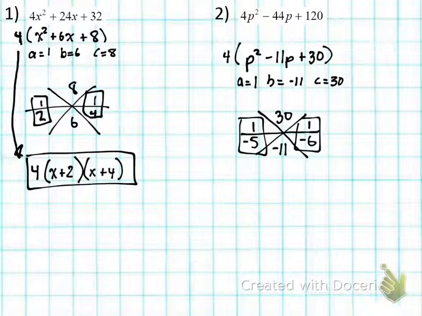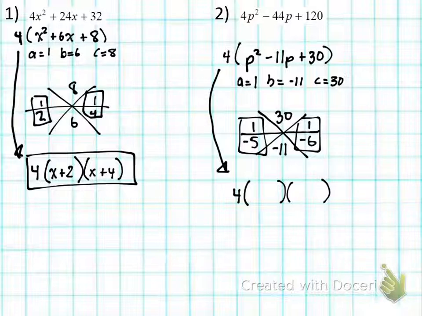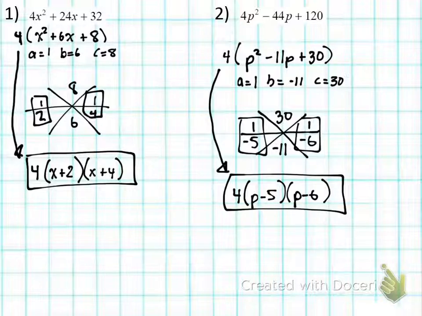Can I simplify my fractions? Nope. So I'm going to bring down my original GCF of 4. I can't forget that. So you got 4, open parentheses. We're going to do 2 sets of parentheses before we input our values. So we got x minus 5, or I'm sorry, p minus 5 this time, and then p minus 6. I can't do difference of squares, so I'm all done here. That's number 2. Does that make sense?